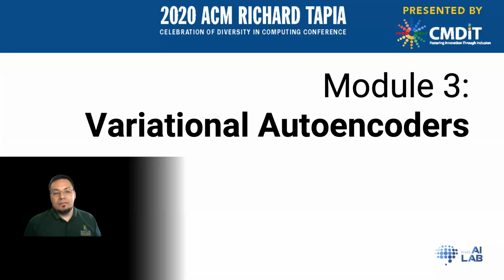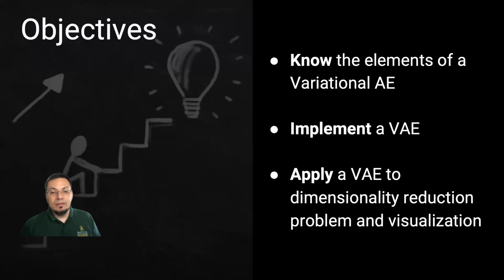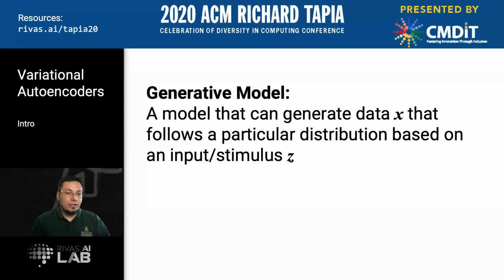Now let's dive into a variational autoencoder. This is a type of autoencoder that is motivated toward a different thing, a different deal than the traditional autoencoder and its deeper version. The objectives for this module are for you to know the elements of a variational autoencoder, implement one on your own by running the code and trying to change a couple of things, and apply a variational autoencoder to dimensionality reduction and visualization as well.